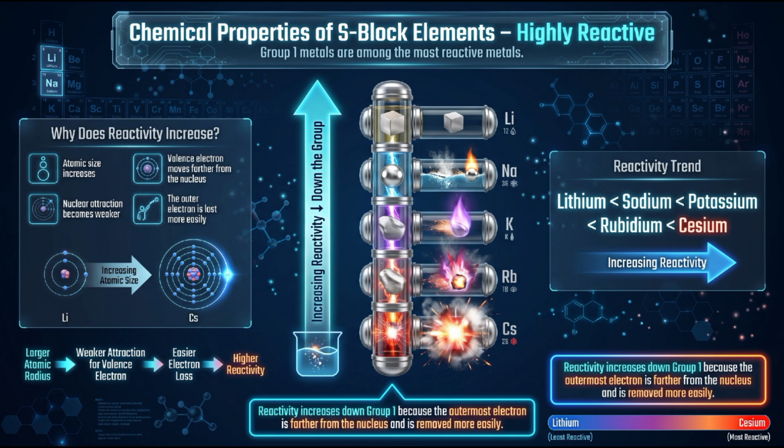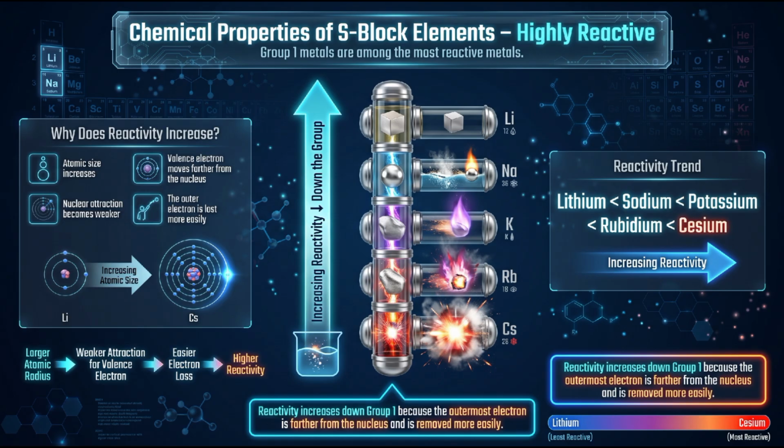It is important to compare this behavior with Group 2 elements. Group 2 metals have the general electronic configuration ns² and must lose 2 electrons to achieve a stable noble gas configuration. Removing 2 electrons requires more energy than removing only 1. Therefore, although Group 2 elements are also reactive metals, they are less reactive than Group 1 elements. Nevertheless, the reactivity of Group 2 also increases down the group because atomic size increases and ionization energy decreases.